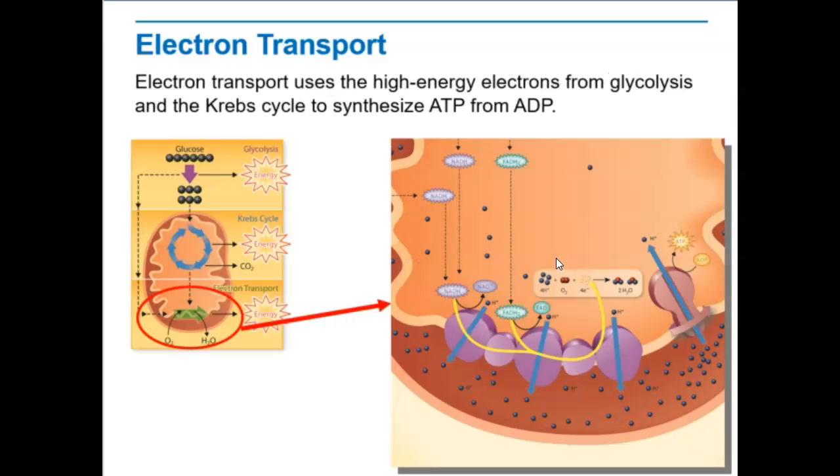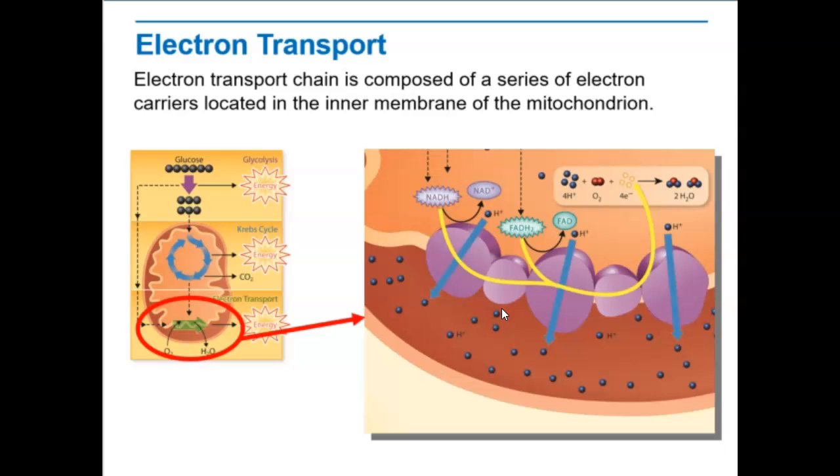So the electron transport chain uses high energy electrons from glycolysis and the Krebs cycle to create ATP from ADP, or to synthesize ATP from ADP. So if you remember all those NADHs and FADH2s, right, those were high energy electron carriers. Those come into play here. So let's go into it a little bit deeper. The electron transport chain is comprised of a series of electron carriers located in the inner membrane of the mitochondrion.